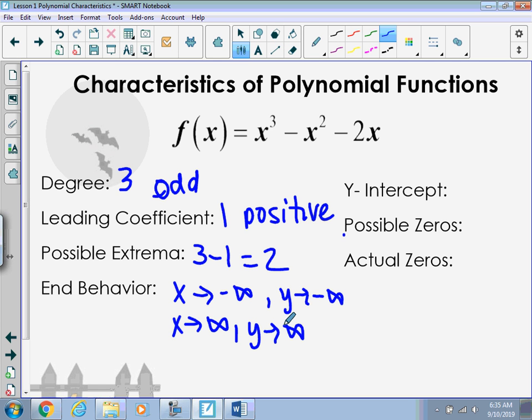The y-intercept, there's nothing extra being added on, so it's 0. Please remember y-intercepts are points, so the point is (0, 0). The number of possible zeros is 3. We're going to talk about how to figure out the possible positive values and the possible negative values in a couple minutes here.